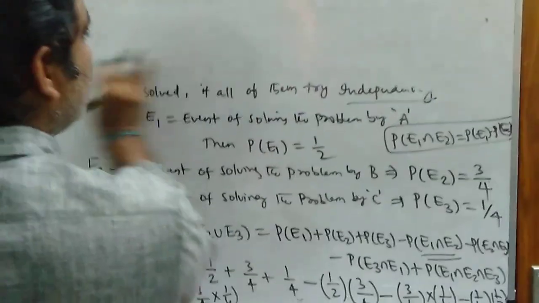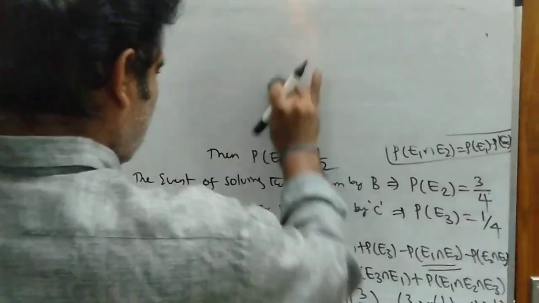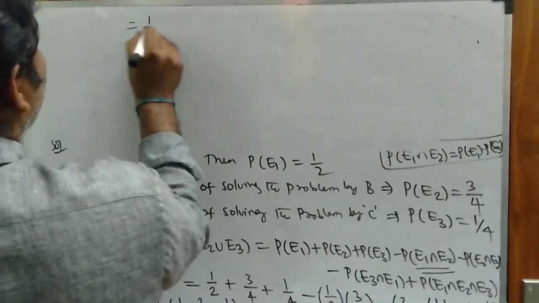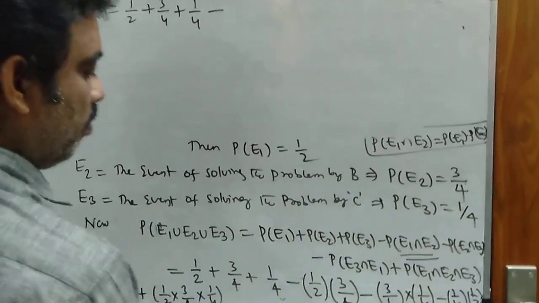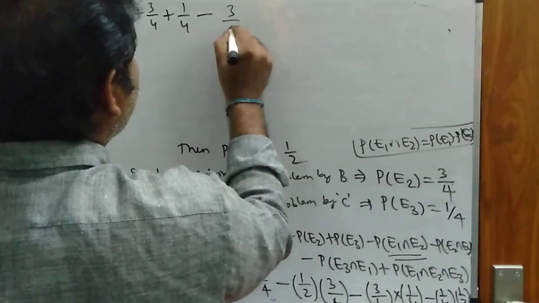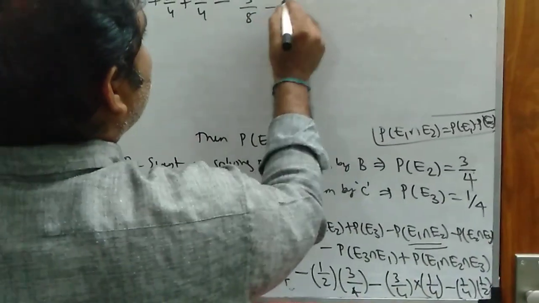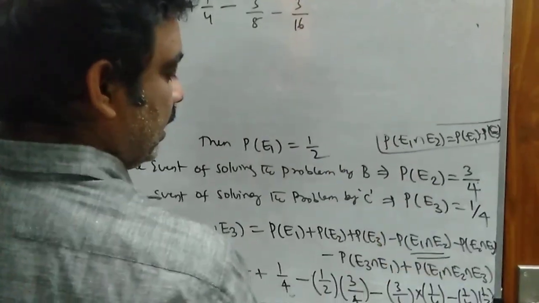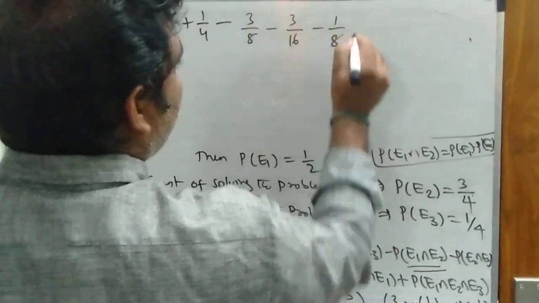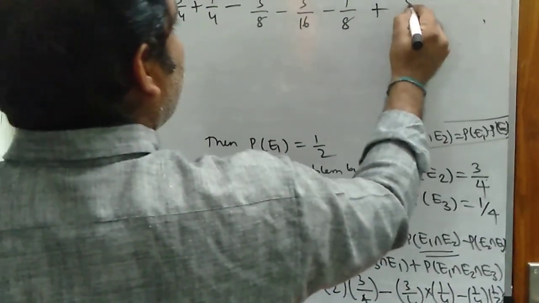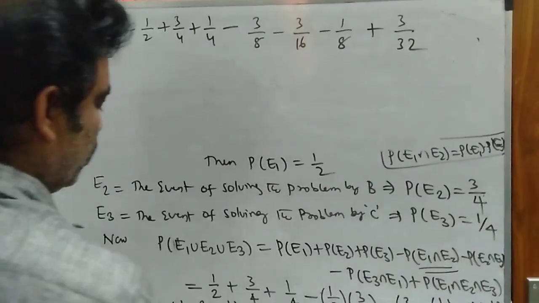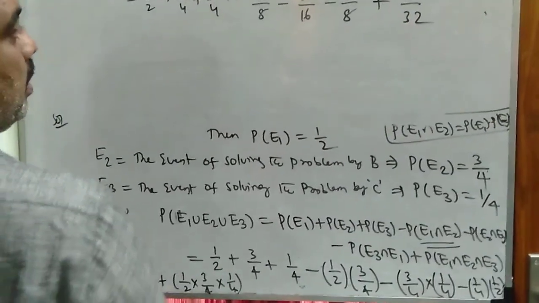so what you will get on simplifying? This is 1 by 2 plus 3 by 4 plus 1 by 4 minus 3 by 8. Next term, 3 by 16. Next term, 1 by 8 plus this is 3 by 32. 4 4s are 16, 16 2s are 32.